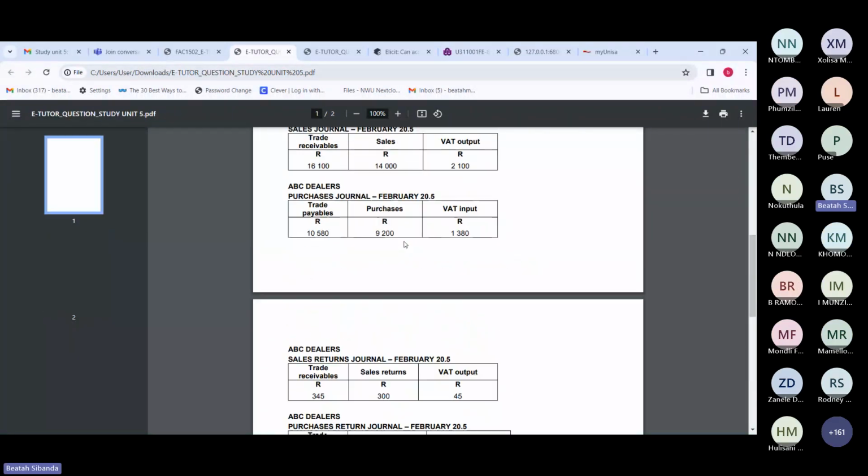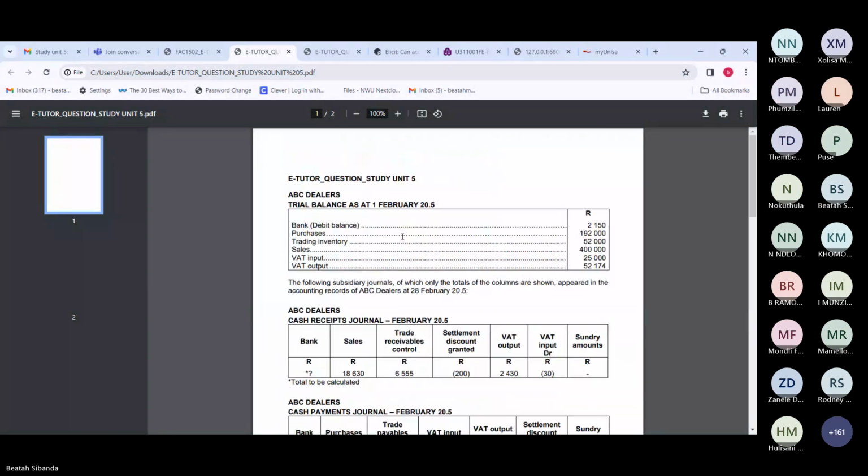Can you see the question now? Yes, I can see it.